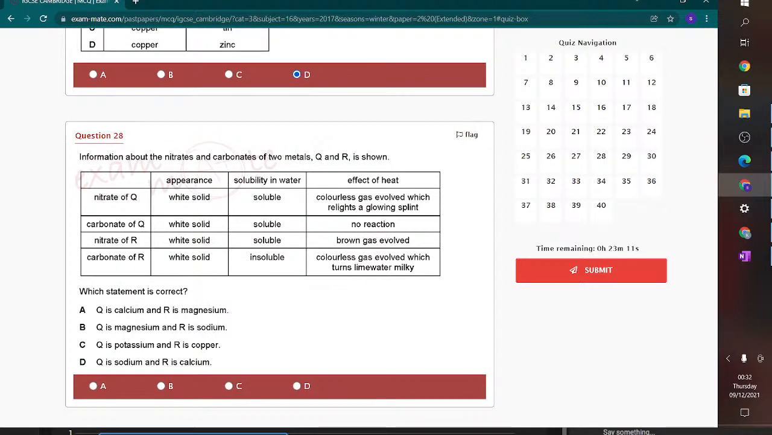Question 28. Which statement is correct? Q is calcium. Nitrate of Q: appearance white, solubility soluble, effect of heat: colorless gas evolved which relights a glowing splint. That's oxygen. So in the nitrate of Q, oxygen is released, as with calcium nitrate, magnesium nitrate, potassium and sodium. Let's see the other options.